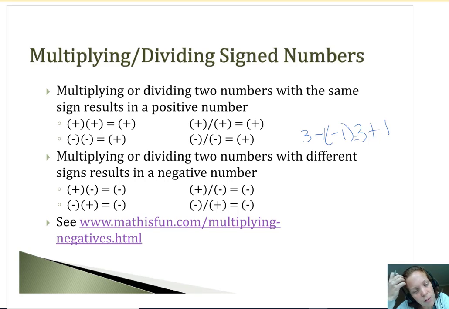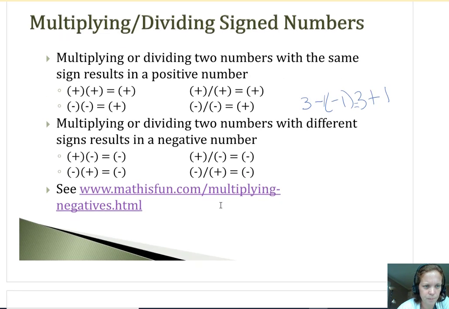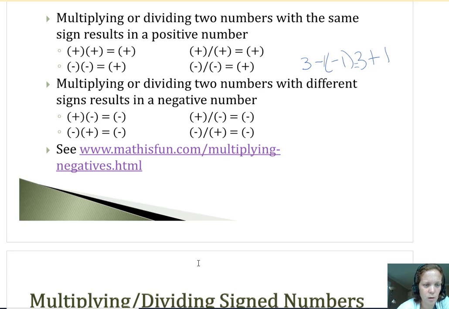And then a positive times a negative will always be negative. Same with dividing. Okay, and if you want to check out this website, they have some different ways of explaining why.